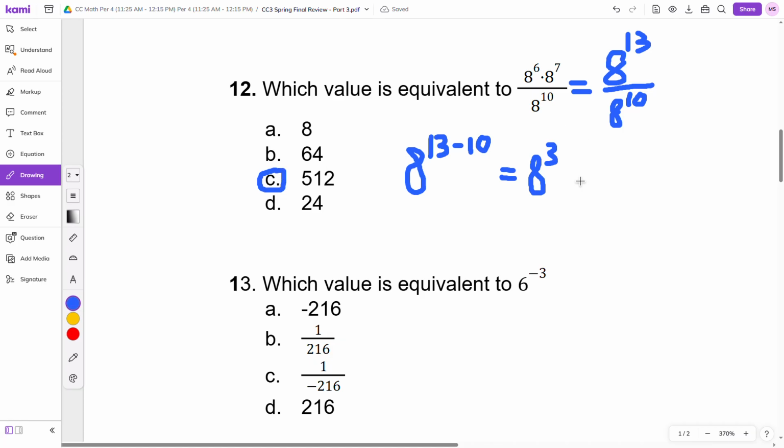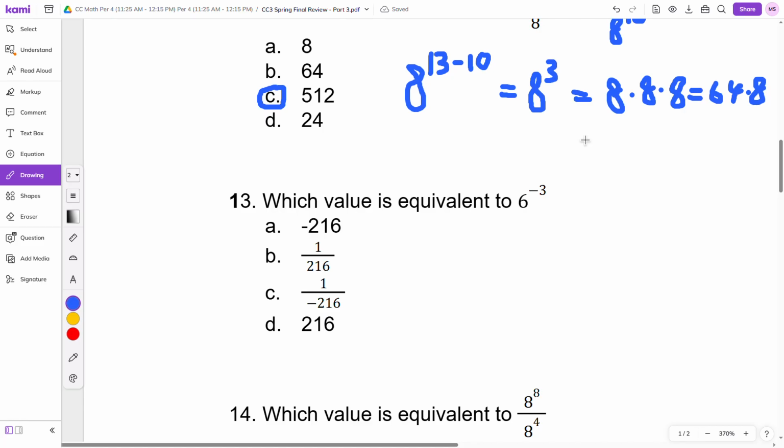If you want to do this out, just remember this is 8 times 8 times 8. Or, I mean, hopefully you have a calculator and you can just do it on that. But 64 times 8, and so that's definitely more than 500, so 512 is good. So the answer is C.